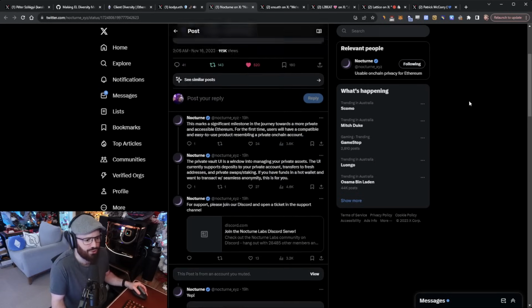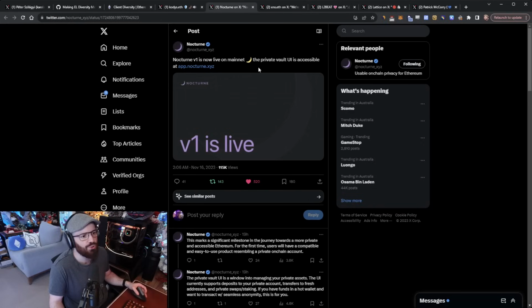Now, I do believe Nocturne does have plans to deploy this on layer 2s, but obviously deploying it first to mainnet is a smart move, just to get that initial user base and that initial liquidity there. So you can go to app.nocturne.xyz to check this out and actually interact with it all here.